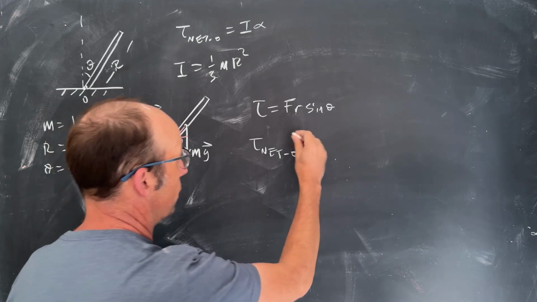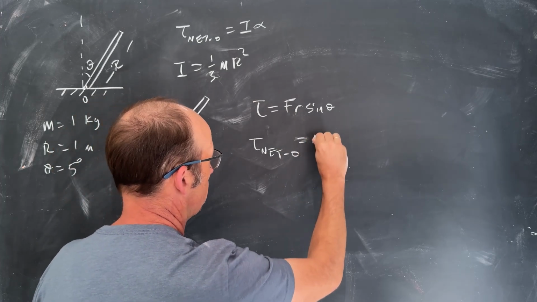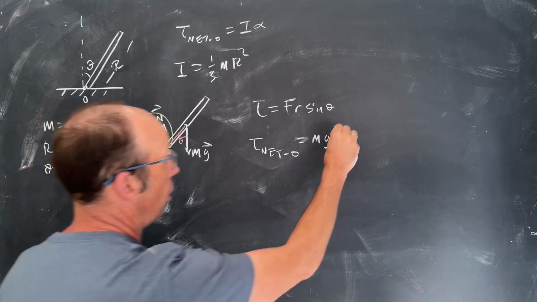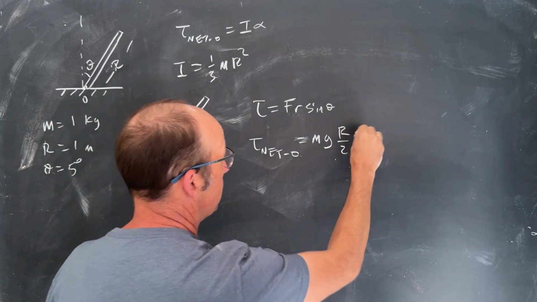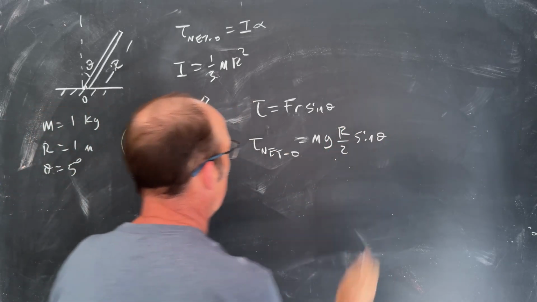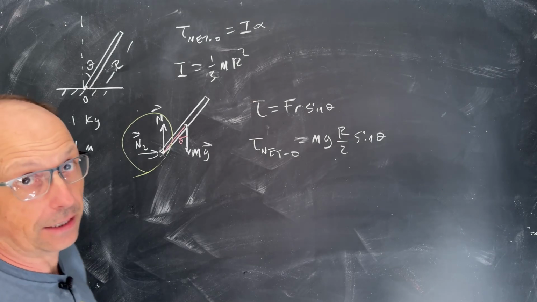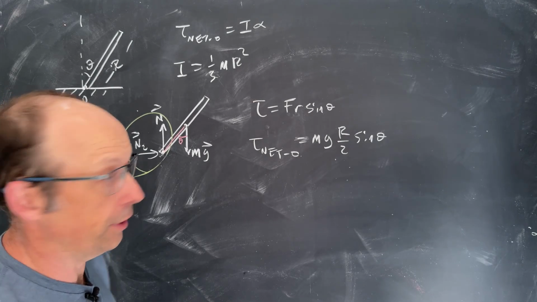and that's going to be equal to the force times the distance, which is r over 2, and then sine of theta. And I can now put everything together and solve for alpha. And you may think this is an easy problem, but there's a really cool thing at the end.